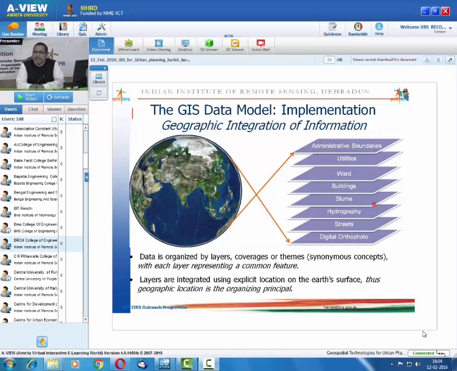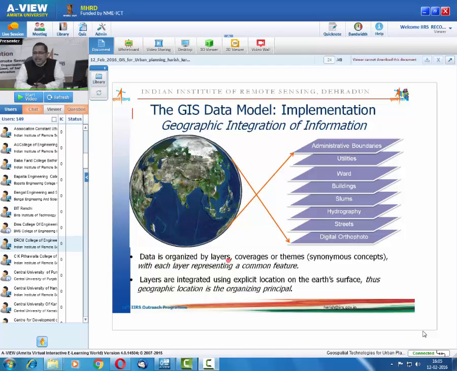Then further, if you are trying to study at the slum level, you can also define the slum as a layer. The slum is one theme that we are defining here. Then hydrography, then street, digital orthophoto, all these categories, if we are categorizing them theme-wise, are known as layers in GIS. And if you combine all these layers together, then you will have your own geographic information system. By combining all these layers together, you can derive some meaningful information, knowledge, or you can also do some planning activity. So I hope the layer concept will be clear here.